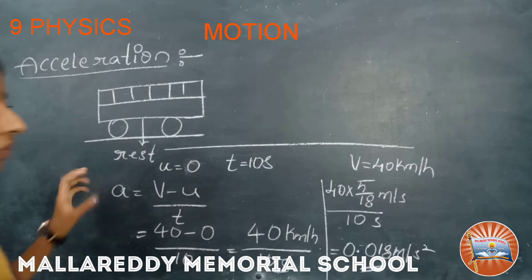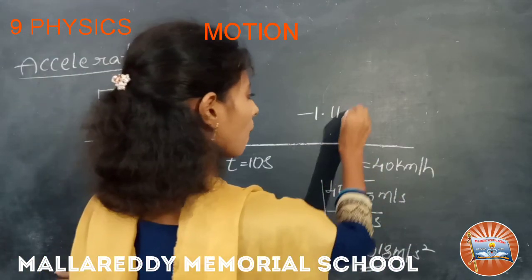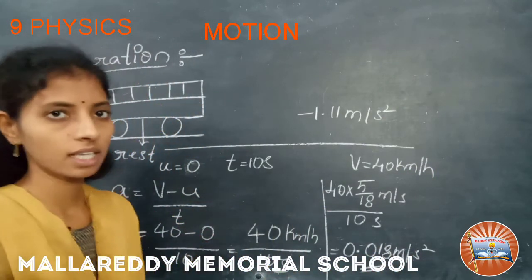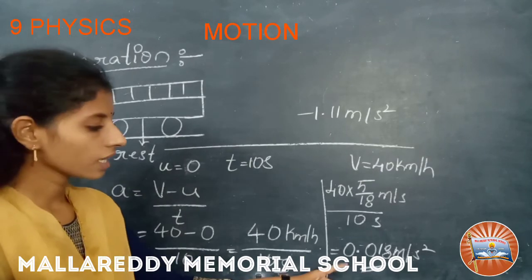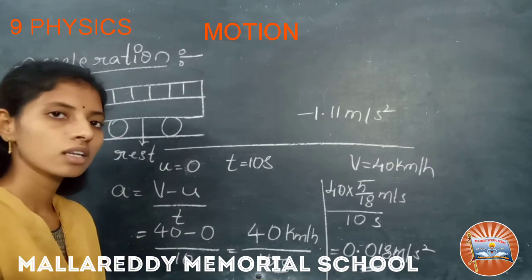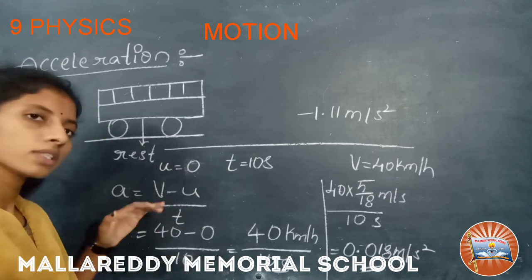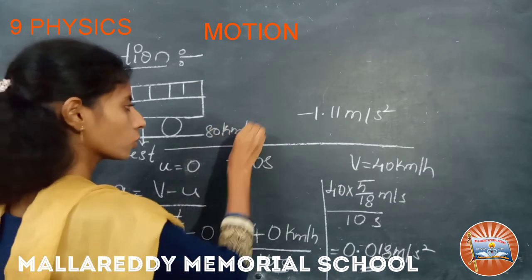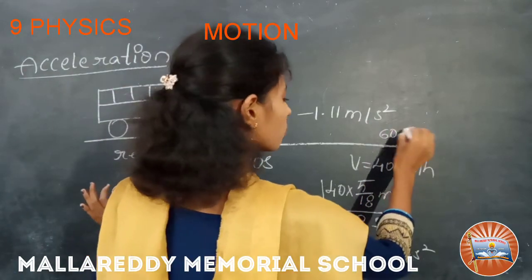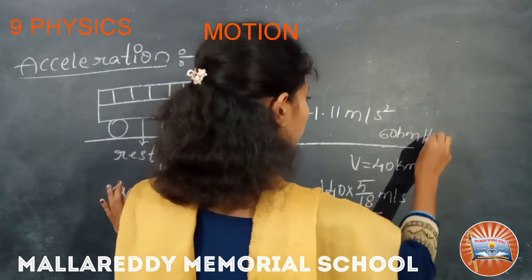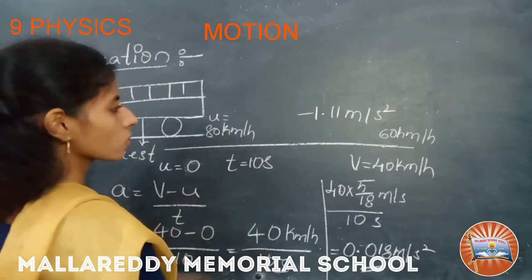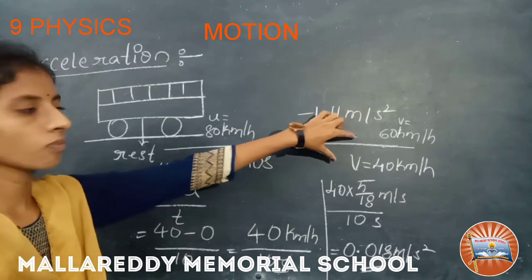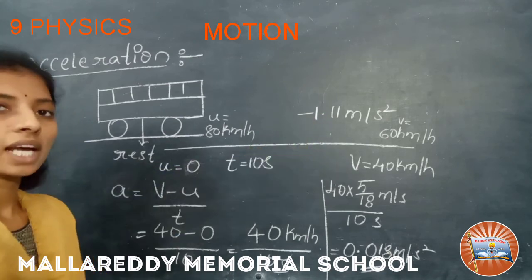So in the before example, we got minus 1.11 meter per second square, and here we got 0.018 meter per second square. Here the value is negative and here the value is positive. Why? Because before, the bus traveled from 80 kilometers per hour to 60, so the speed of the bus decreased from 80 to 60, right? So there u is equal to 80 and v is equal to 60. So the speed of the bus decreases, and that's why we got the negative value.